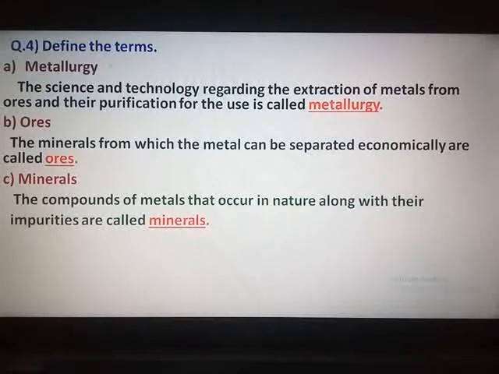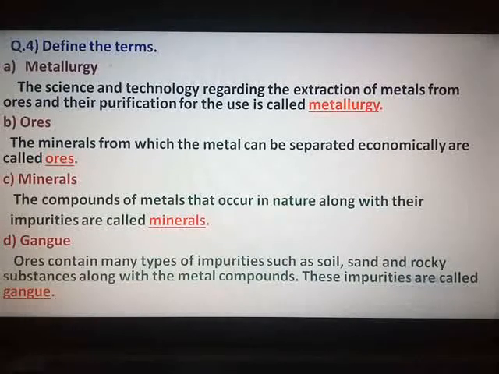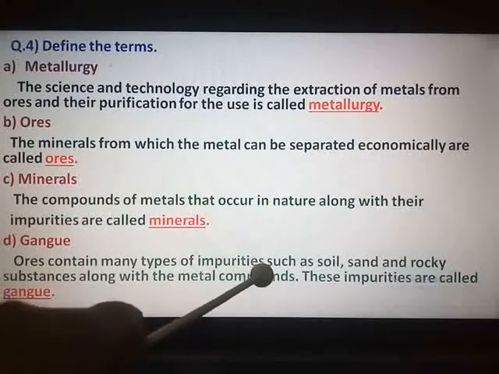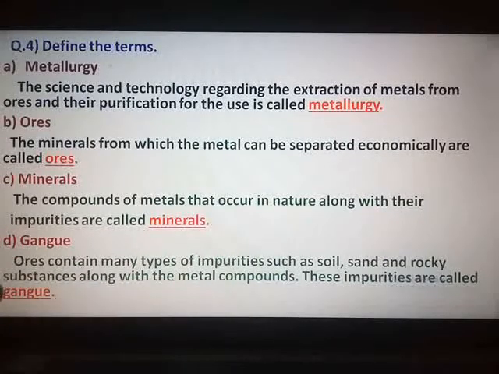And the last one is question number 4D, gangue. Page number 100, second line. Ores contain many types of impurities such as soil, sand and rocky substances along with the metal compounds. These impurities are called gangue, whatever you spell it. So here all the 4 definitions for question number 4 are over.